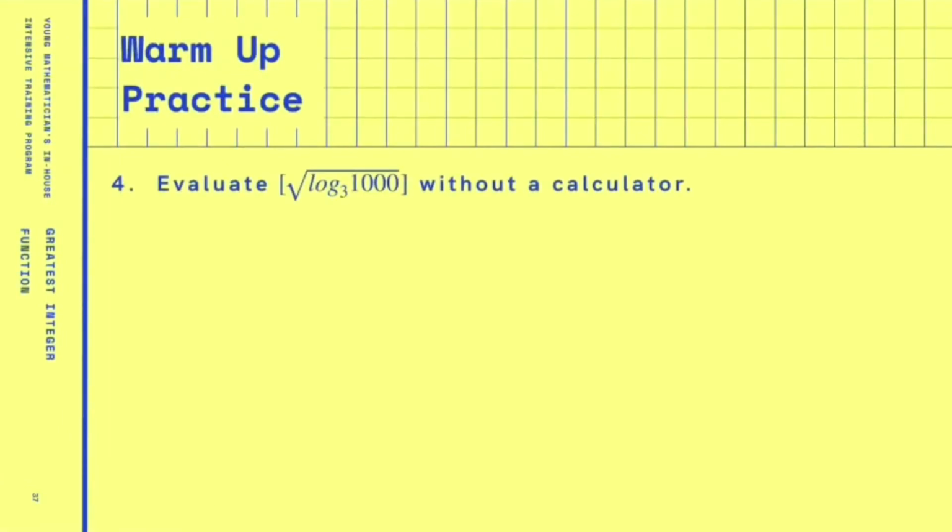Alright, moving on to the next warm-up practice. Number 4. Evaluate the greatest integer function of the square root of log 1000 of base 3 without a calculator. Try this problem first, and when you're ready, continue watching the video for a solution.